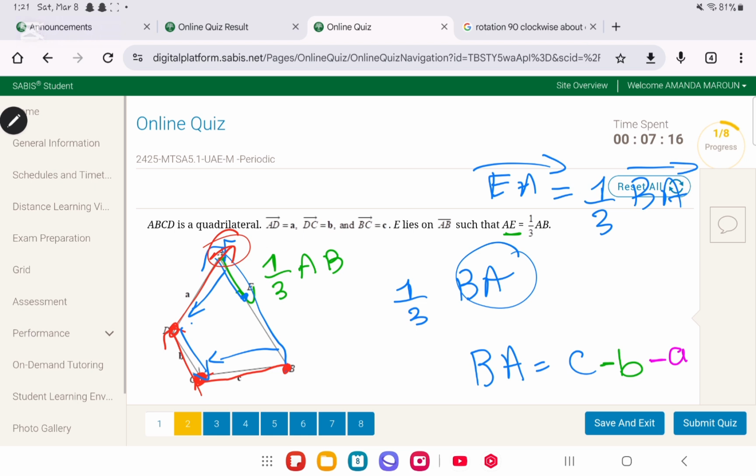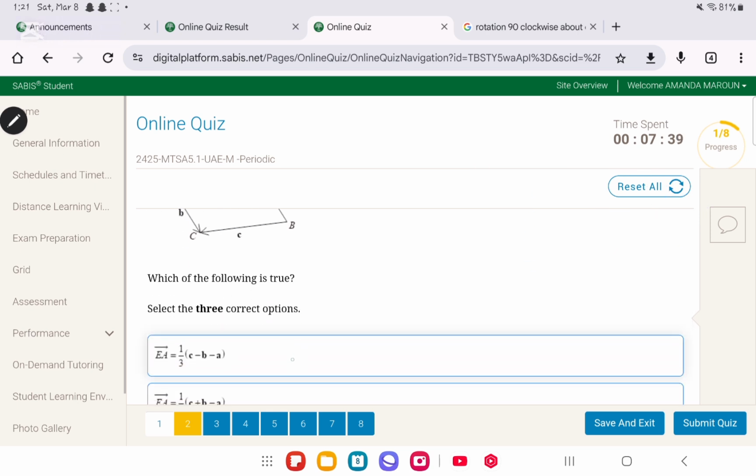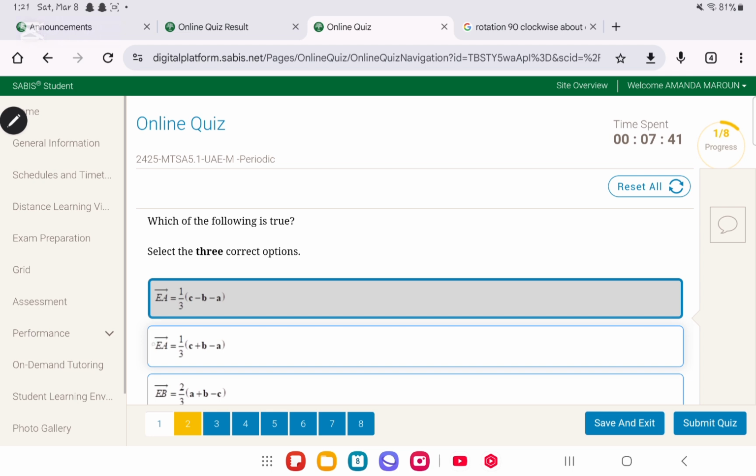So if we have the value of BA, then for sure we will be able to find the value of EA. We know EA is a third of BA, so it's going to be 1/3 times C minus B minus A. So EA is very simply equal to 1/3 times C minus B minus A. So this is the first option. We don't take the second one because we know it is wrong.